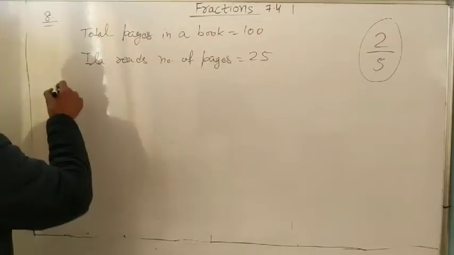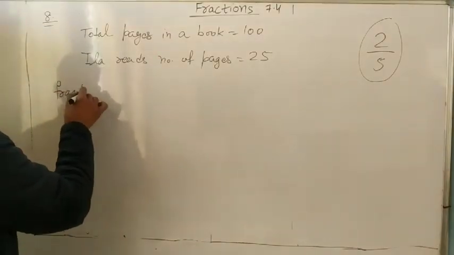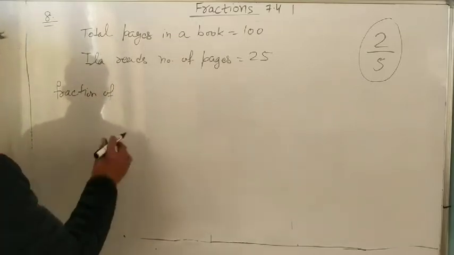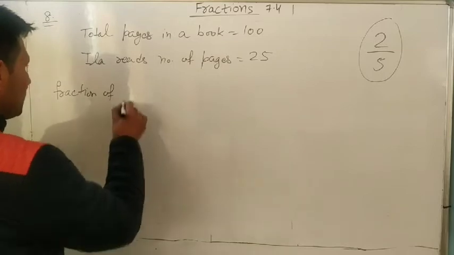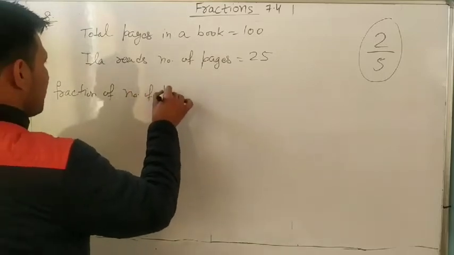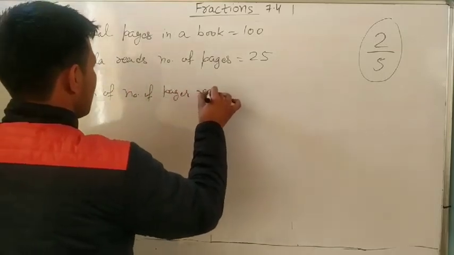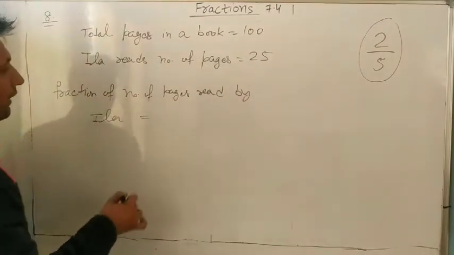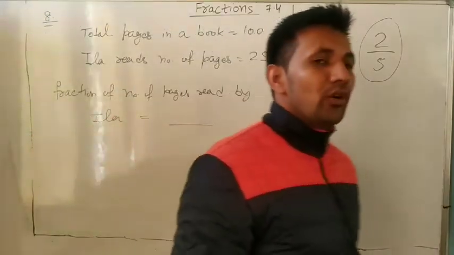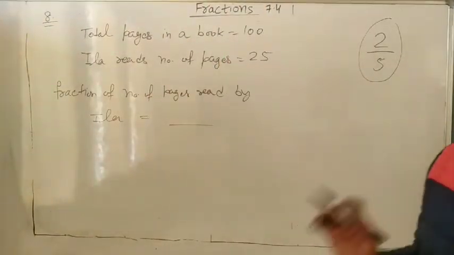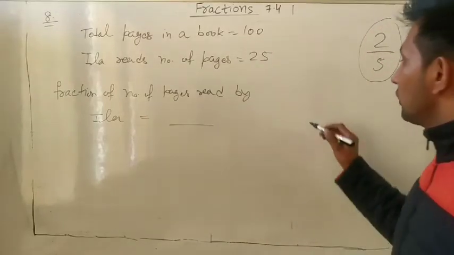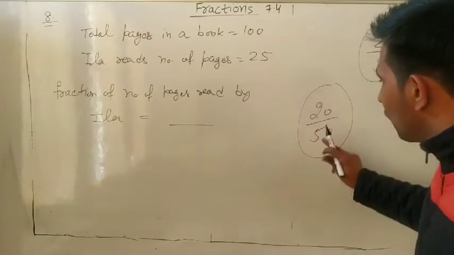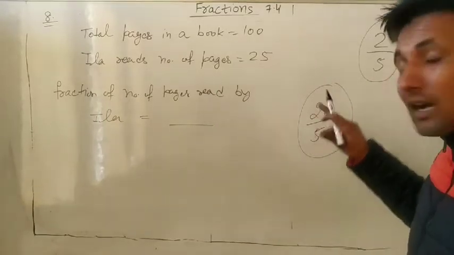So it means we have to find how much fraction was read by Ela. So write: fraction of number of pages read by Ela. How much fraction will you find? Fraction always, I already told you, has the total number in the denominator. Whenever the teacher gives you marks, how will you give? 20 divided by 50. It means you got 20 out of 50. So total marks are always downside.